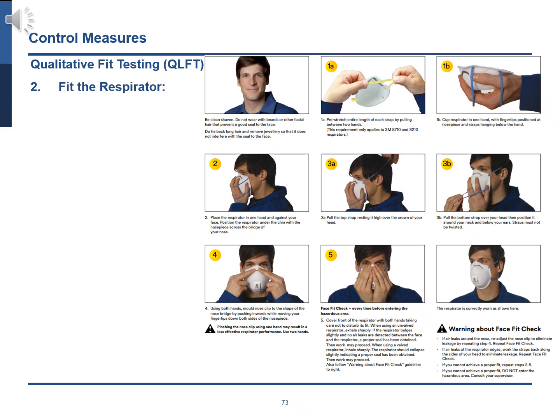Pull the top strap, resting it high over the crown of your head. Pull the bottom strap up over your head, positioning it around your neck and below your ears. Ensure the straps are not twisted. Mold the nose clip. Using both hands, mold the nose clip to the shape of your nose by pushing inward while moving your fingertips down both sides of the nosepiece. Avoid pinching or tenting the mask.